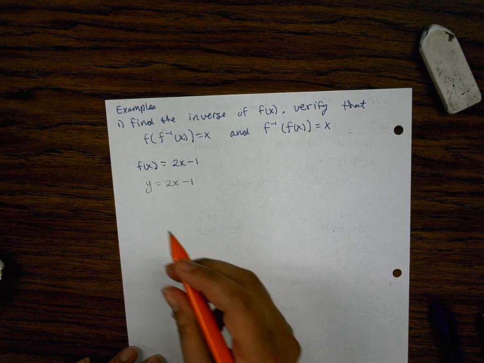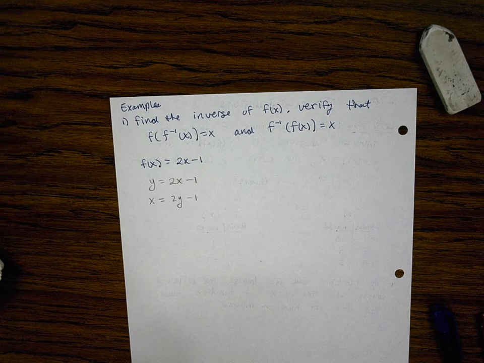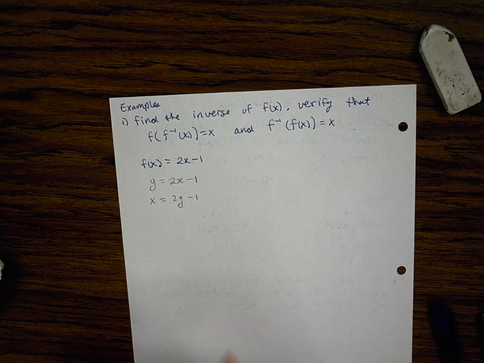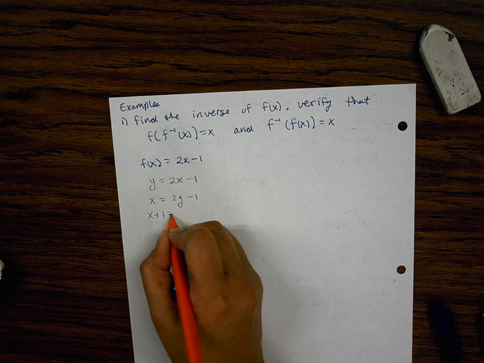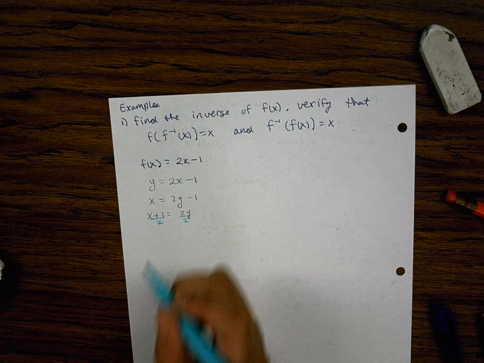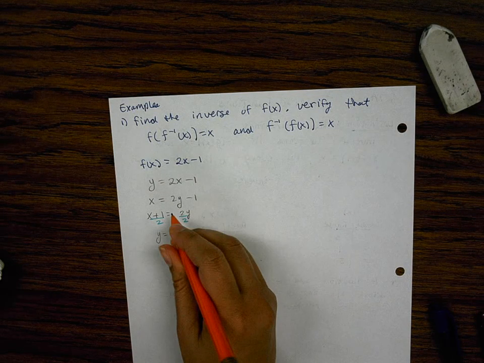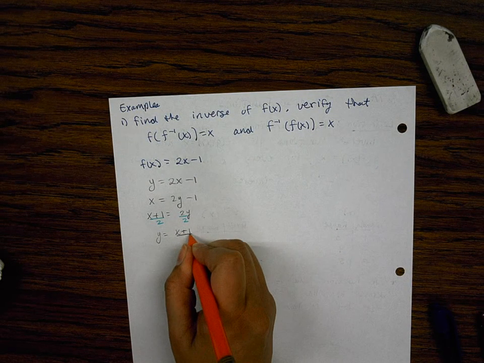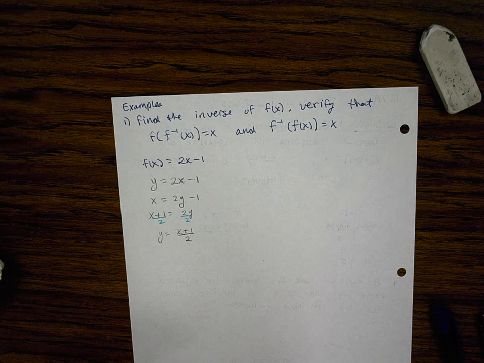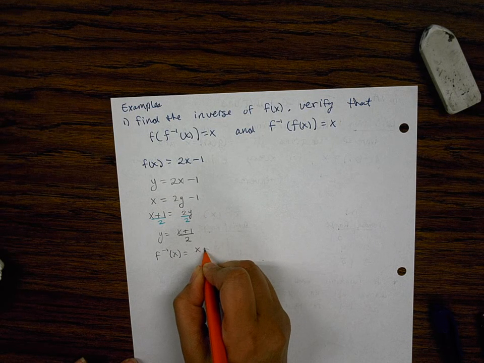Okay, step 1, change f of x to y. Y equals 2x minus 1. Step 2, swap your x and your y. This becomes x, this becomes 2y minus 1. Next step, you solve for y, so you add your 1 over, and then divide everything by 2. Y equals x plus 1 over 2. And that's pretty much it.